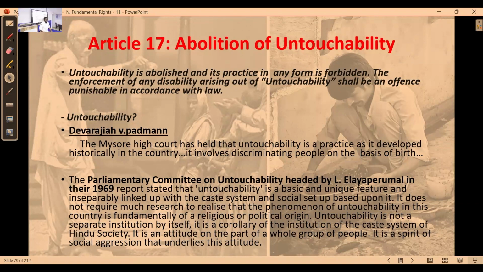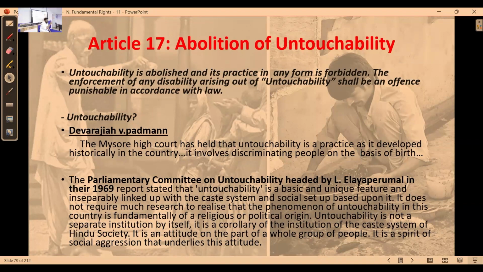untouchability to be abolished under Article 17. Untouchability is to be removed according to Article 17. If a question comes, see, according to the Constitution, the word here is untouchability is abolished, not to be abolished. Listen carefully. Got it or not?